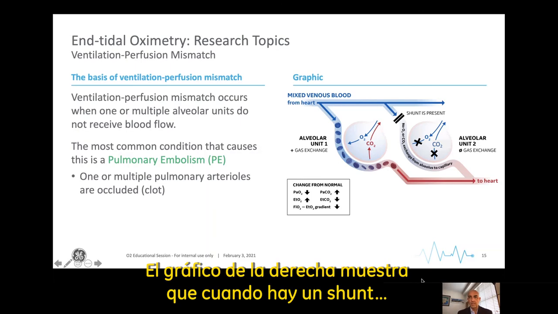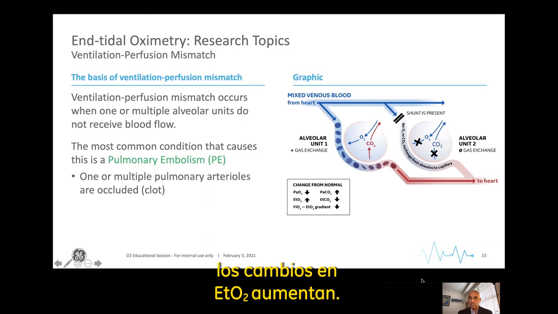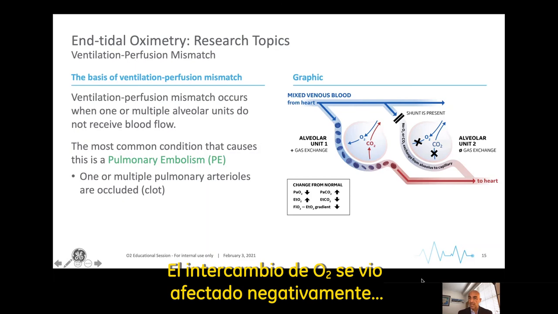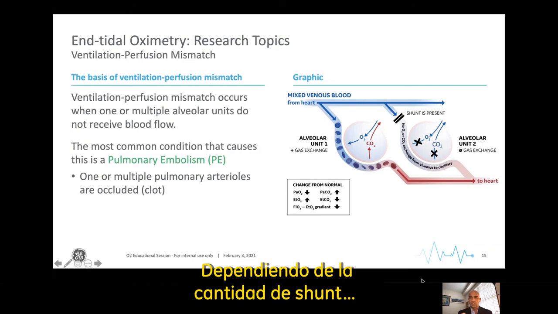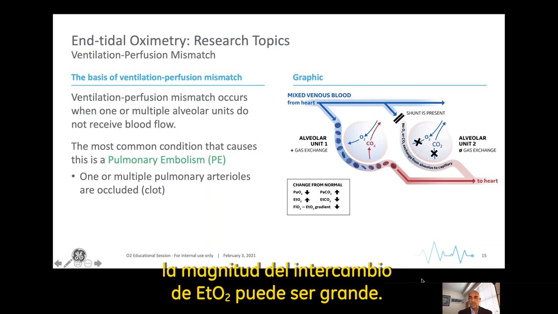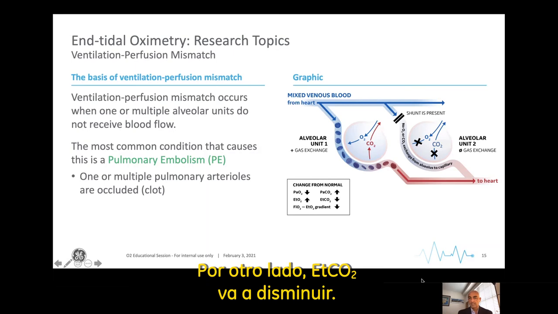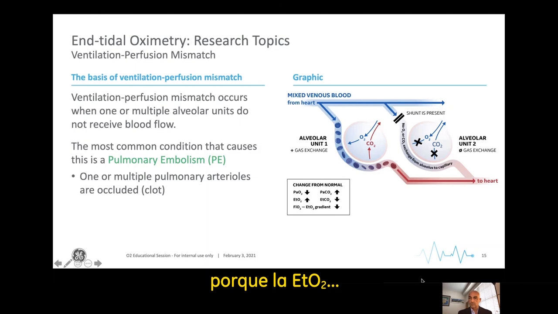What you see with the graphic to the right is that in the presence of a shunt, the end-tidal oxygen will increase. Oxygen exchange has been negatively affected, so a small amount of oxygen remains in the alveolus, and depending on the amount of shunt, the magnitude of change to the end-tidal oxygen can be quite large. In contrast, the end-tidal CO2 will decrease. So from a foundational standpoint, end-tidal oximetry and end-tidal CO2 have some utility in pulmonary embolism.